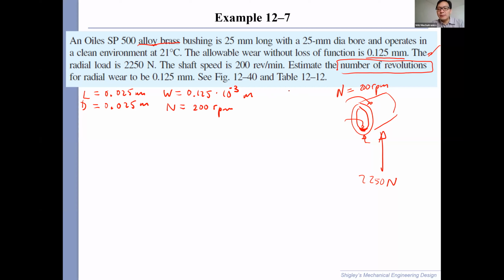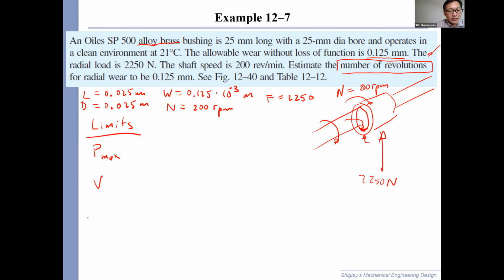You got this force, radial force coming in, right? So again, this is your shaft going, you have this pressure ongoing all the time, and the shaft is rotating. Okay, so that's the situation. We want to first evaluate the limits, whether the limits are reached, because if the limits are reached, then don't even talk about the wear. It's already violating the limits. So first, we have three types of limits. We have P max, we have V, and then we have PV.